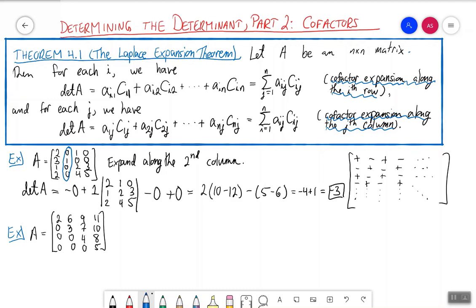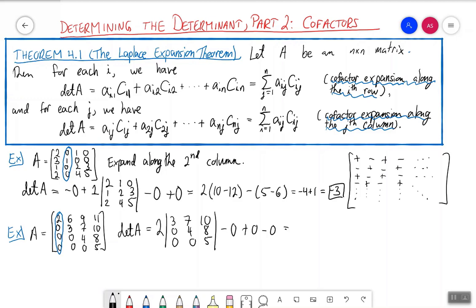Let's take a look at this example here. I'm going to do this example, let's expand along this first column, and that's because that column has the most zeros of any other row or column. When we do this, we get the determinant of A is equal to 2 times the determinant of 3, 7, 10, 0, 4, 8, 0, 0, 5, minus 0 plus 0 minus 0.